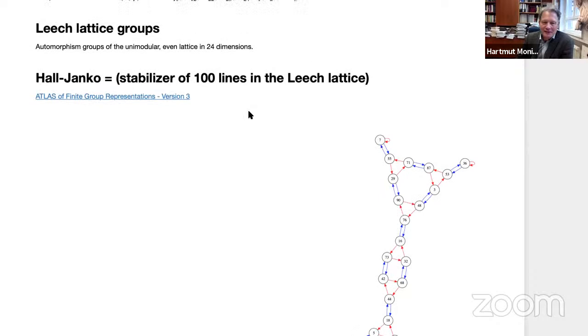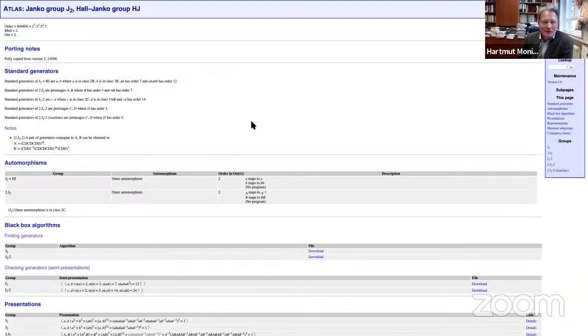If you want to know more information about it, you have to look at the atlas of finite simple groups. And then you see that Hall-Janko is not that large. The order is a little bit more than 500,000. And you see the factors here. So there's a lot of information about Hall-Janko.